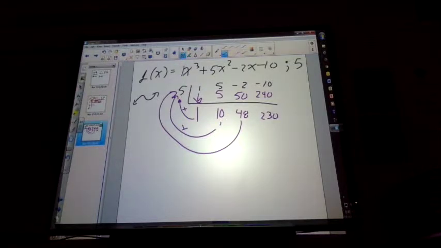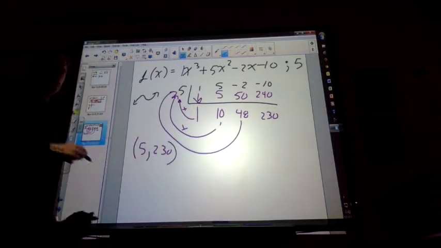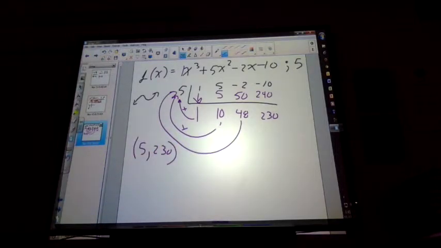Is 5 a solution to this problem? No, it is not. It's a point on the graph. So the point 5, 230 is a point that exists on the graph. I don't know how much it helps you to do that, but that would be the first way to go about this. You could either substitute it in, use synthetic division, graph it on a graphing calculator, or we could even factor by grouping if that's going to work.